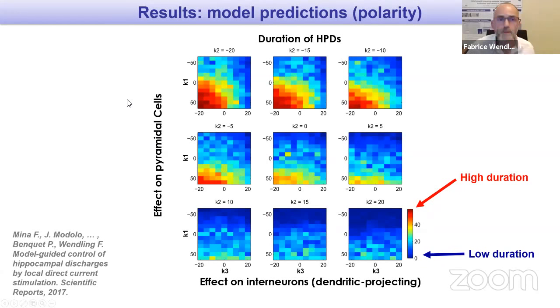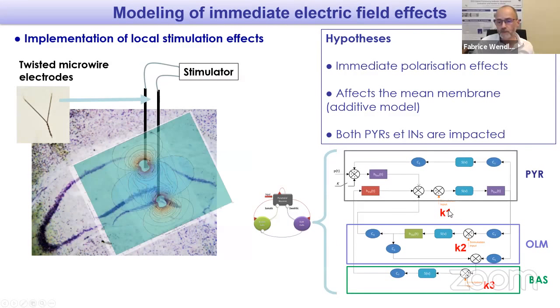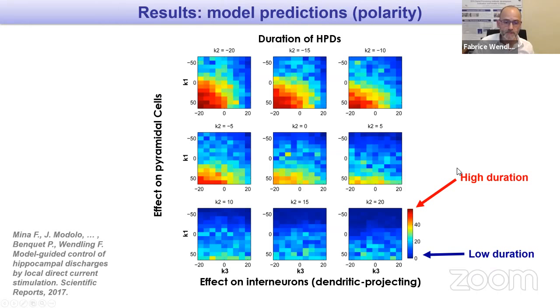So these are, for instance, the model predictions that we got. We have these 3 constants to weight the impact of the stimulation onto the different types of cells. The y-axis is the effect on pyramidal cells. The x-axis is the effect on the interneurons. And the blue color corresponds to low duration epileptiform discharges, while the red color corresponds to very prominent hippocampal discharges. What we target is the blue effect. What we got is this result: to go from the red, so long duration HPDs, to the blue, it's better to do cathodal, meaning that the negative electrode would be in CA1.